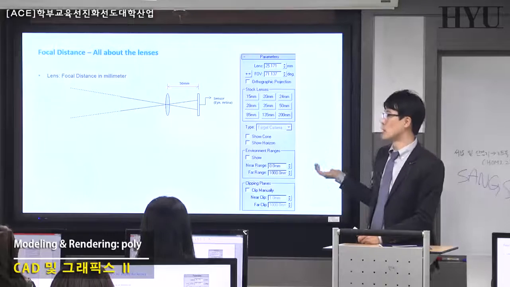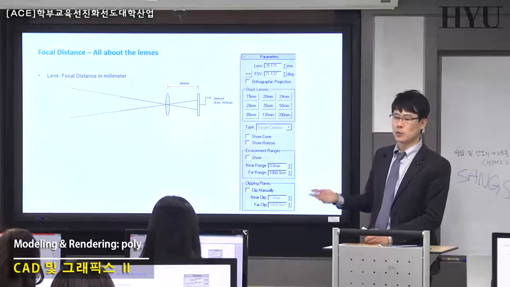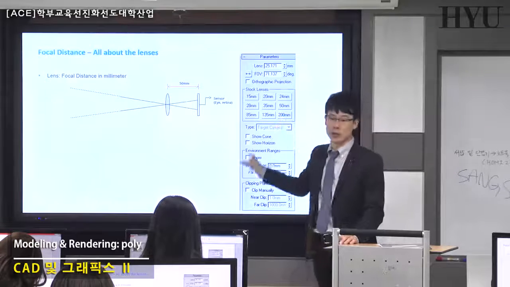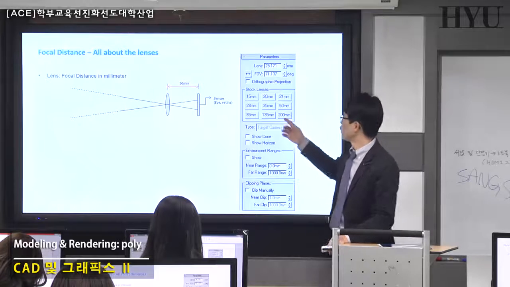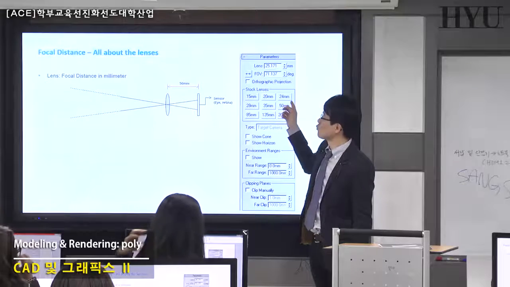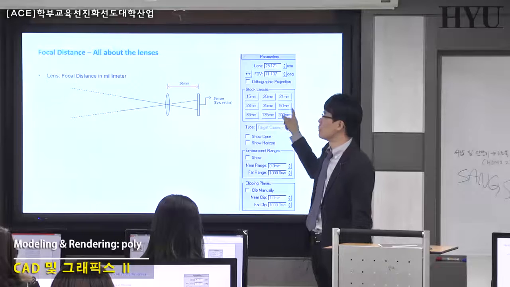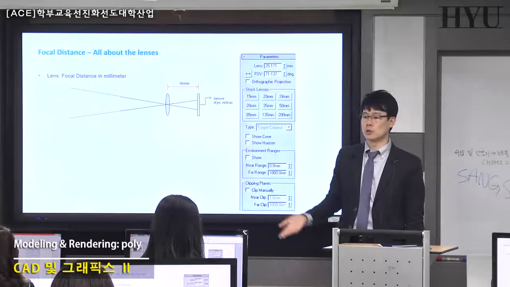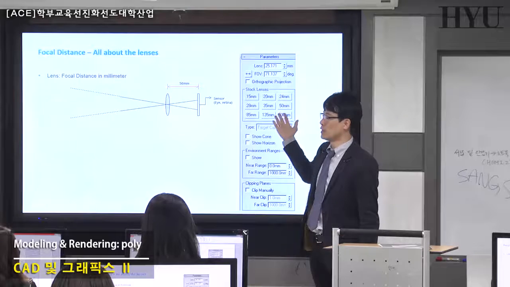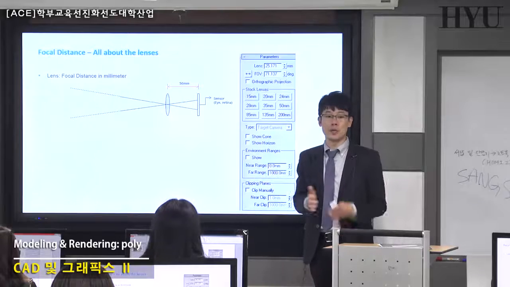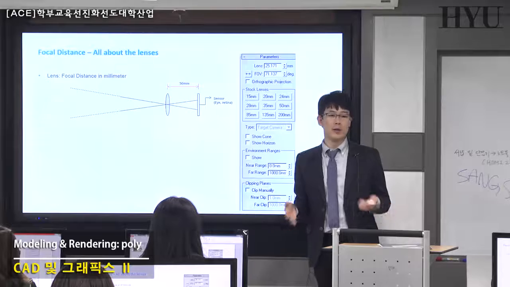Actually, it's not that hard to comprehend. You have to understand this mechanism, and then you can figure out which focal distance numbers you need for generating your scene. Or you can apply this technique to your DSLR camera, okay? Totally the same.